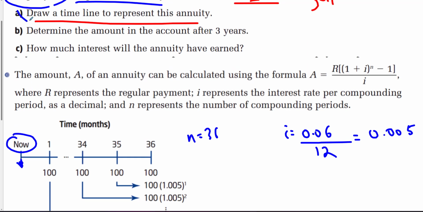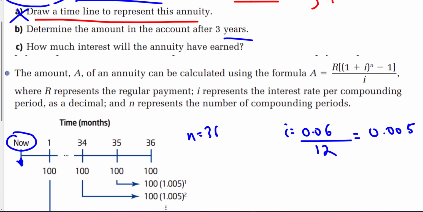All right, so we drew the timeline. Now we have to determine the amount in the account after 3 years. So let's use this formula. Oh no, I actually need these values. What am I doing?